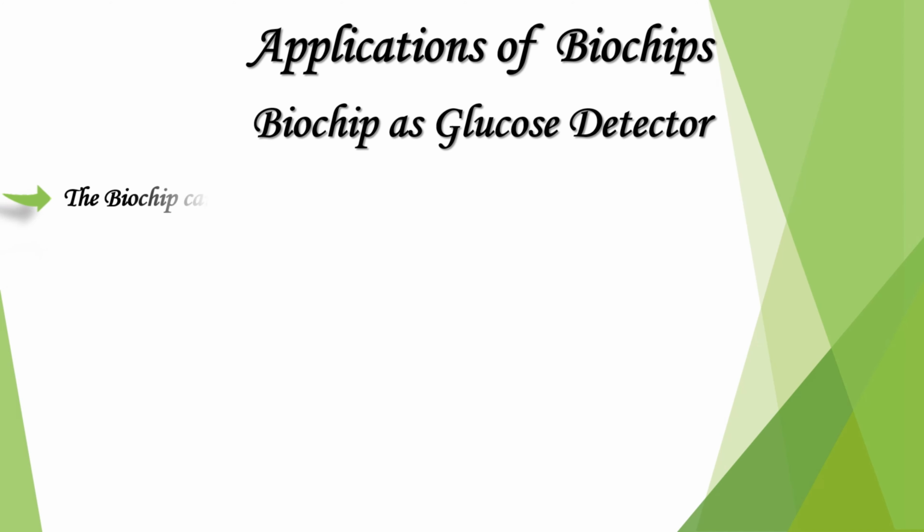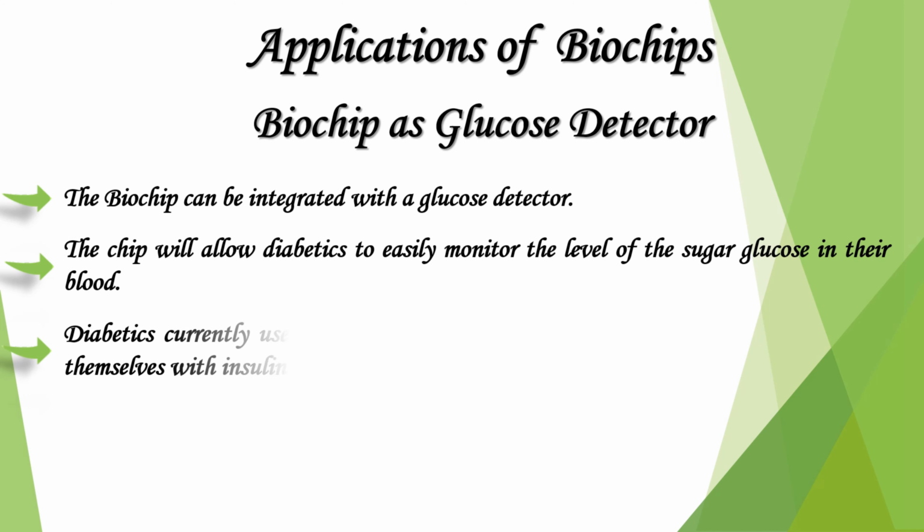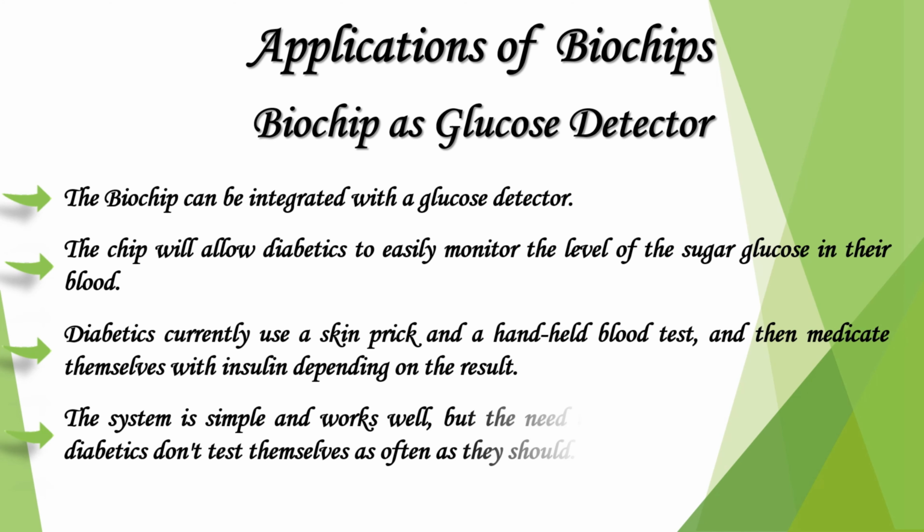Biochip as glucose detector. The biochip can be integrated with a glucose detector. The chip will allow diabetics to easily monitor the level of the sugar glucose in their blood. Diabetics currently use a skin prick and a handheld blood test, and then medicate themselves with insulin depending on the result. The system is simple and works well, but the need to draw blood means that most diabetics don't test themselves as often as they should.